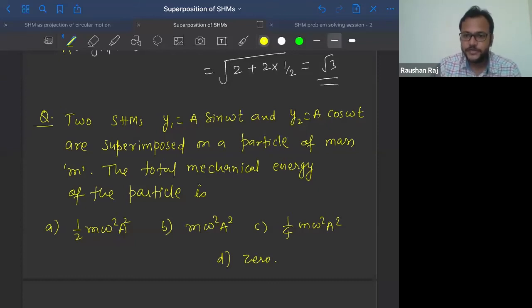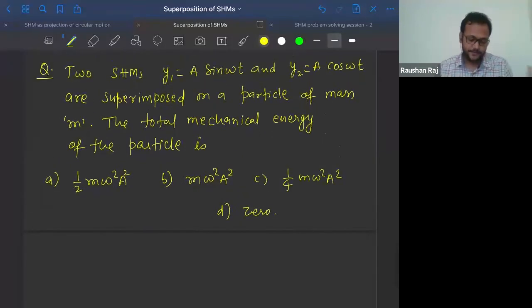So 52% of you are saying option B, 31% of you are saying option A, and 8% and 9% are saying C and D respectively. Okay, we have to find the total mechanical energy of the particle. What is the formula for total mechanical energy of a particle undergoing simple harmonic motion?